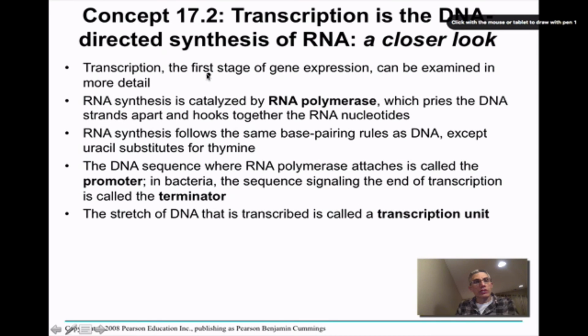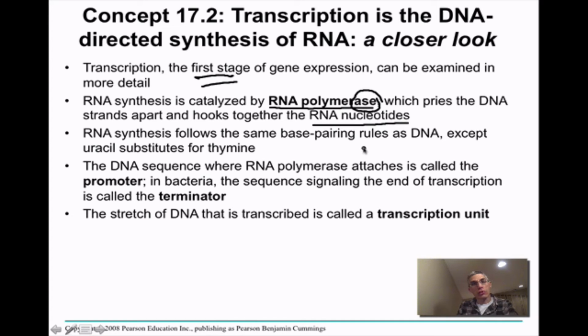Transcription, as we said, is the very first stage of gene expression, and this can be examined in more detail by looking at the following information. RNA synthesis is catalyzed by a special enzyme called RNA polymerase. We know it's an enzyme because you can see the ASE. This enzyme pries the DNA strands apart and hooks together those RNA nucleotides. RNA synthesis, or the creation of that messenger RNA, follows the same base pairing rules as DNA, except uracil replaces thymine.